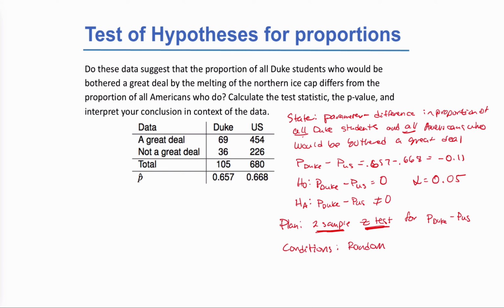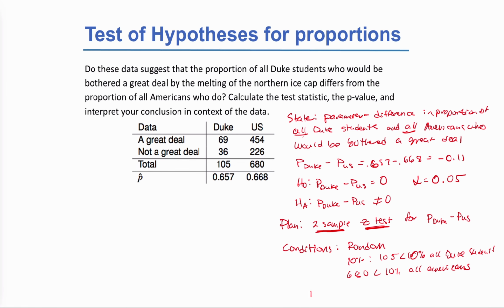Random. We're assuming that it's a random sample. The 10% condition: 105 is less than 10% of all Duke students, and 680 is less than 10% of all Americans.